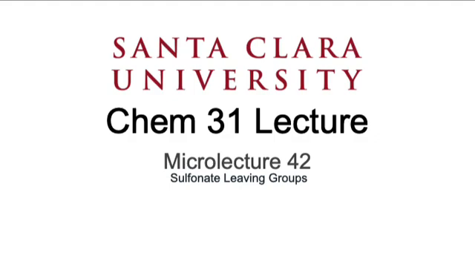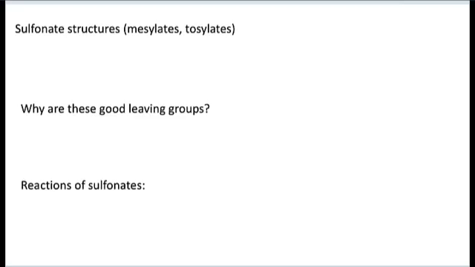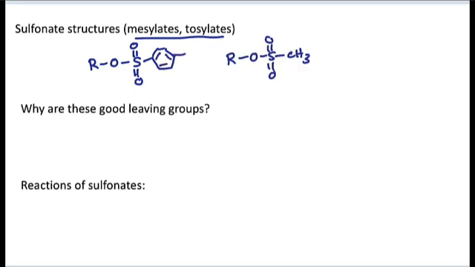Welcome to Microlecture 42. Here we're going to talk in a little bit more detail about sulfonate leaving groups. Okay, so we have seen mesylates and tosylates before. They're these good leaving groups that would take the place of a halogen, for example, if we wanted to think about doing an SN2 or an E2 reaction and generate a leaving group that was stable but not a halide. We have these kinds of species that can serve as leaving groups.